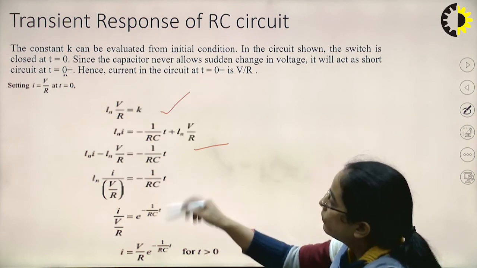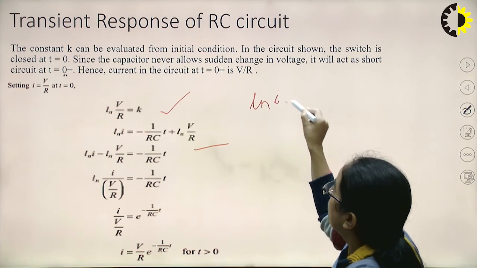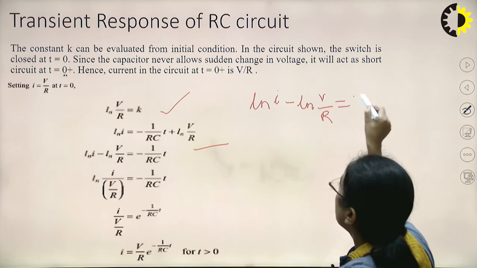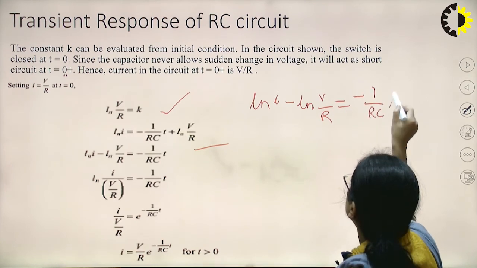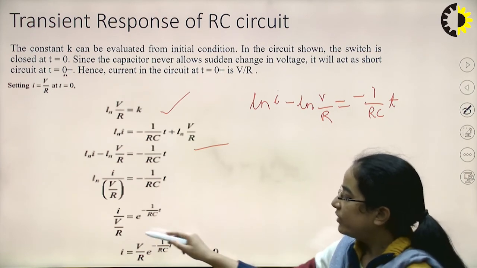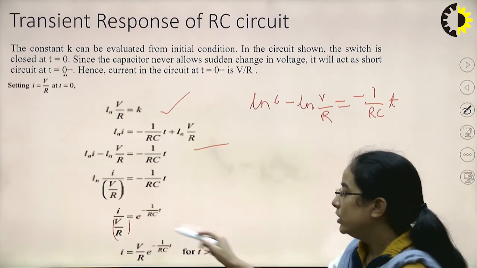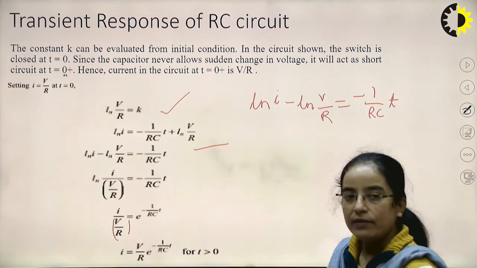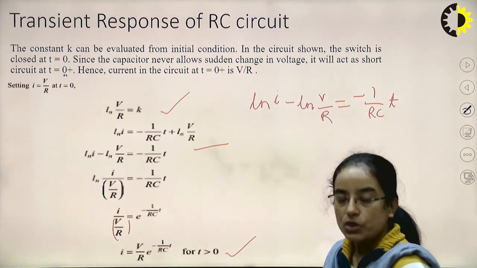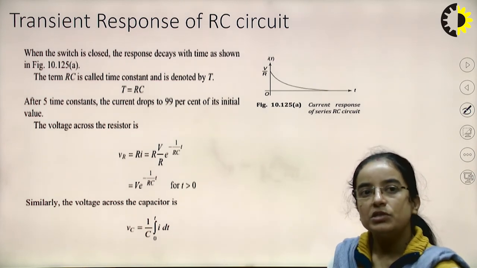Now we will simplify this equation. ln I minus ln V by R is equal to minus 1 by RC into t. If you simplify this, we have I divided by V by R equal to e to the power minus 1 by RC into t. So I will be V by R e to the power minus 1 by RC into t, for t greater than 0.